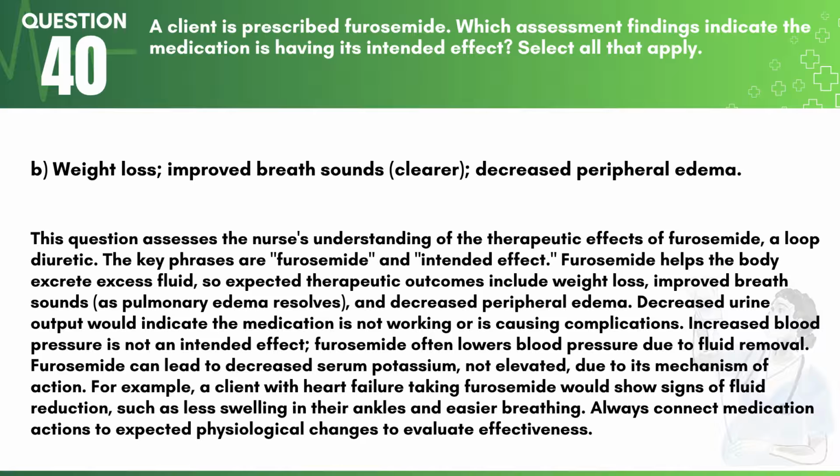Decreased urine output would indicate the medication is not working or is causing complications. Increased blood pressure is not an intended effect. Furosemide often lowers blood pressure due to fluid removal. Furosemide can lead to decreased serum potassium, not elevated, due to its mechanism of action. For example, a client with heart failure taking furosemide would show signs of fluid reduction, such as less swelling in their ankles and easier breathing. Always connect medication actions to expected physiological changes to evaluate effectiveness.